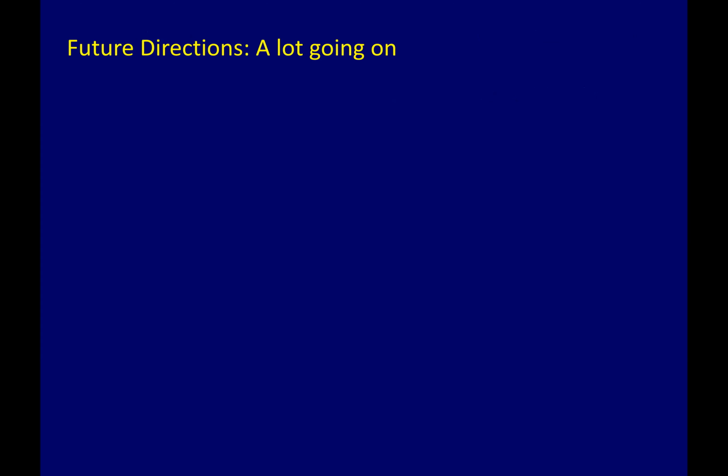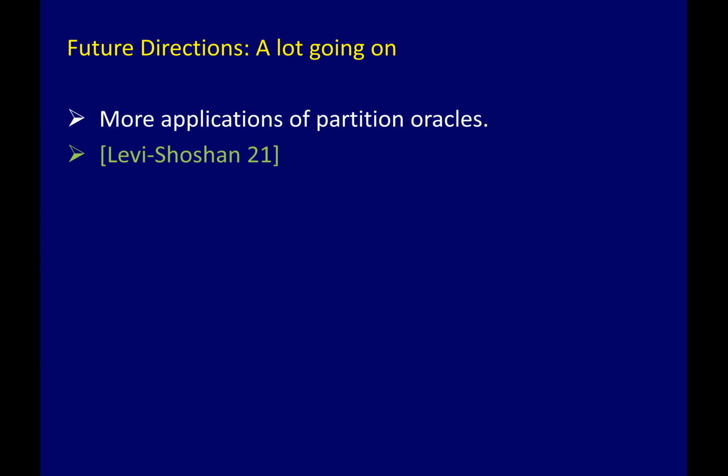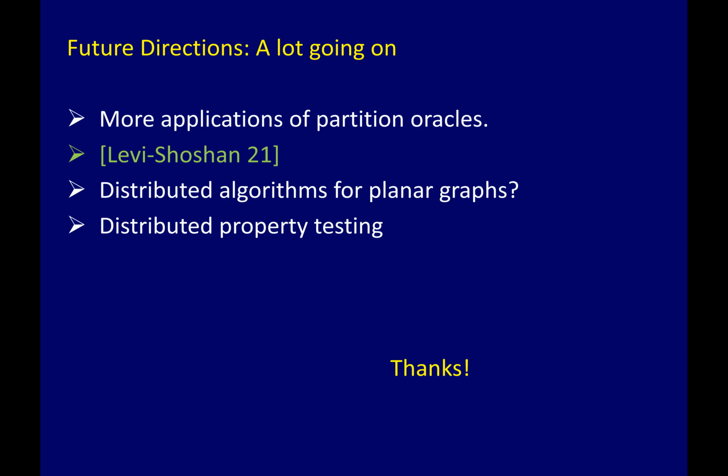Now I would finish up by telling you about future directions. There is really a lot going on. I'd be interested to see if there are more applications of partition oracles. Levy and Shoshan found one. They were able to test Hamiltonicity on planar graphs. Under the promise that a graph is planar, they were able to develop a tester for Hamiltonicity using partition oracles. It also seems that these ideas can have applications for distributed property testing, and there could probably be more distributed algorithms for planar graphs that you can find using partition oracles.